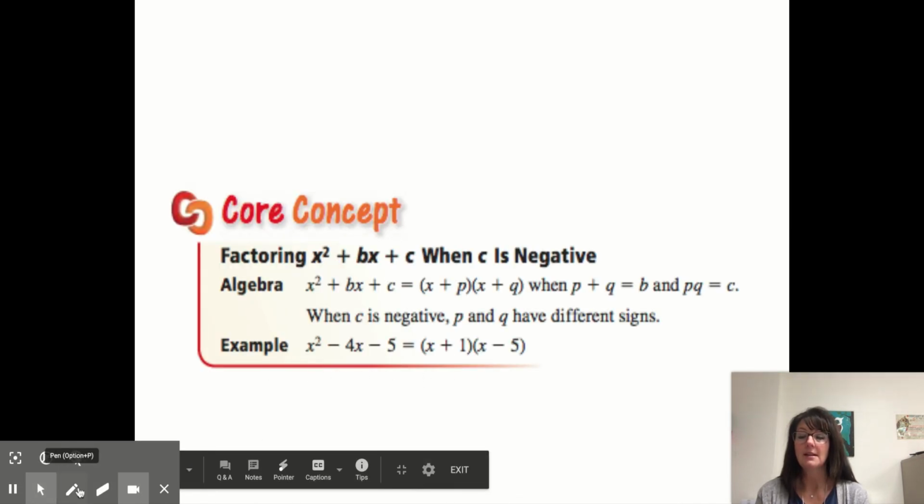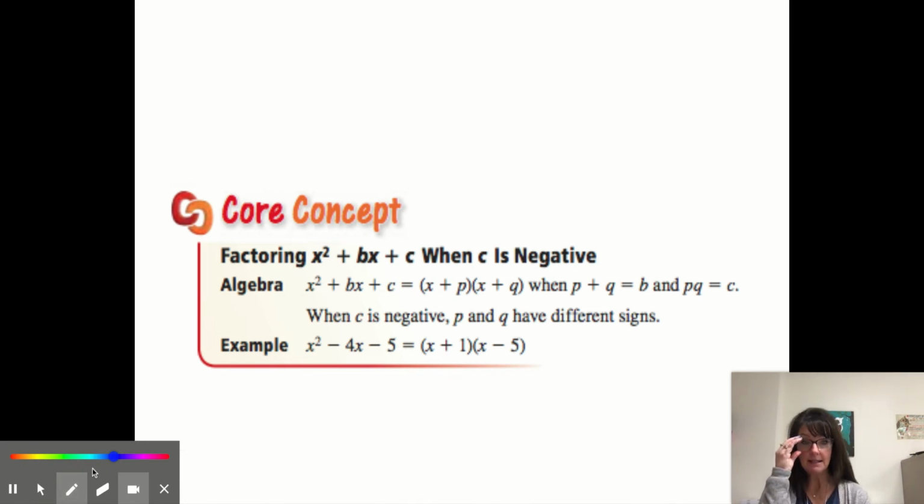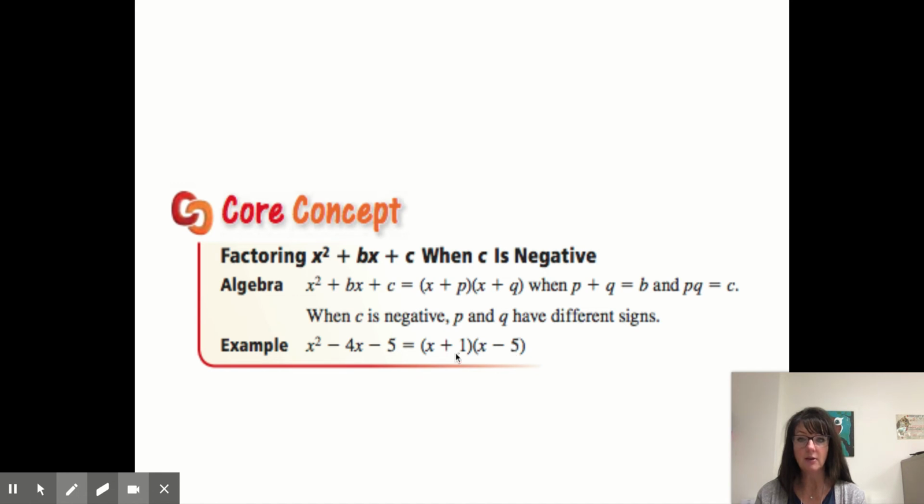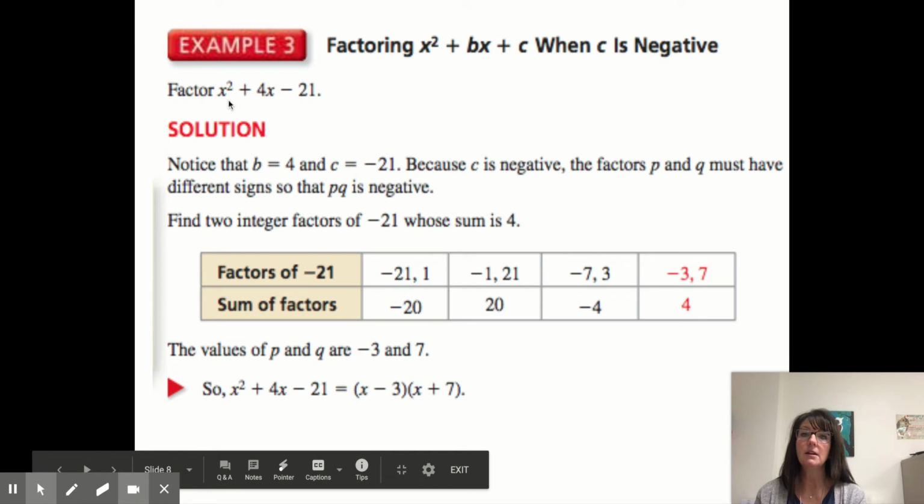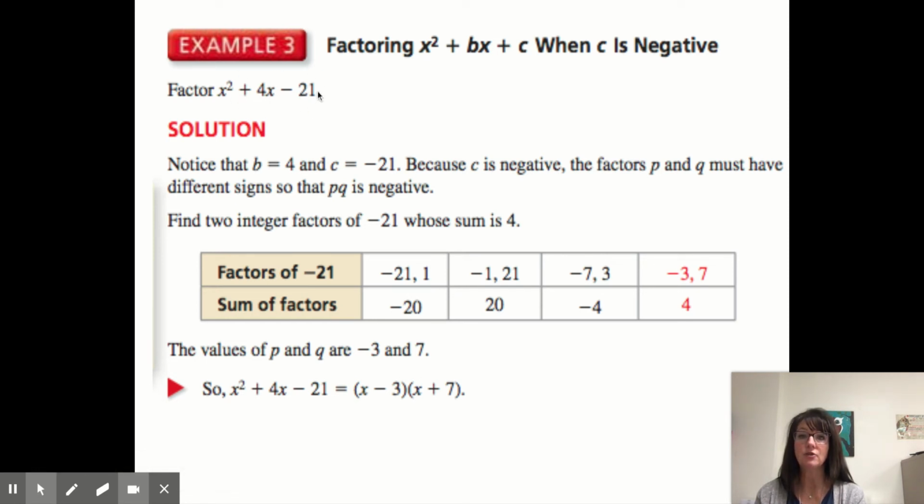All right, the next concept is when C is negative. When C is negative, sometimes B is positive, sometimes B is negative. But when C is negative, you'll have one positive, one negative. Whichever one has a higher absolute value, like here, the negative number has the higher absolute value, that's going to give us a negative B. If the positive had a higher absolute value, we would have a positive B. So we know that the positive value has to have the higher absolute value. So we're listing the factors of negative 21 to get a sum of 4.